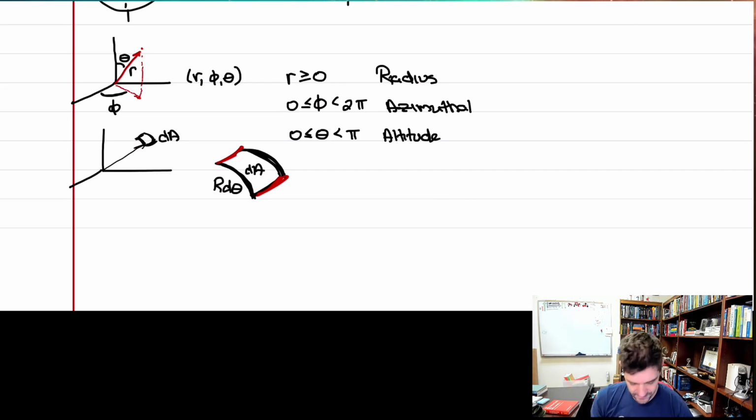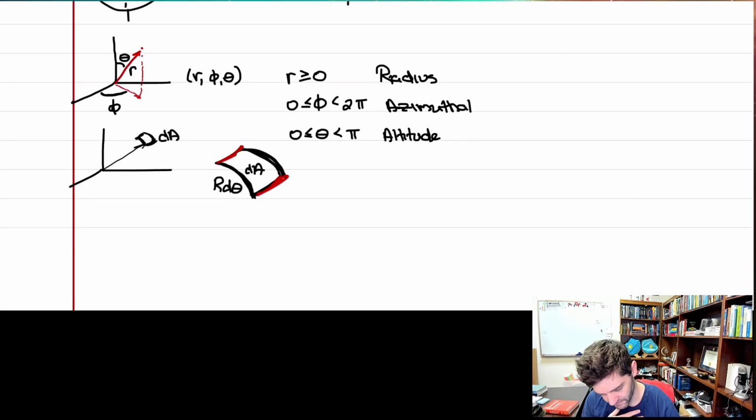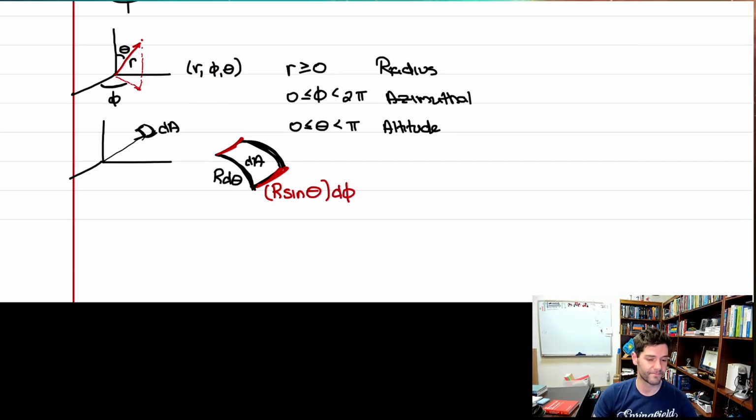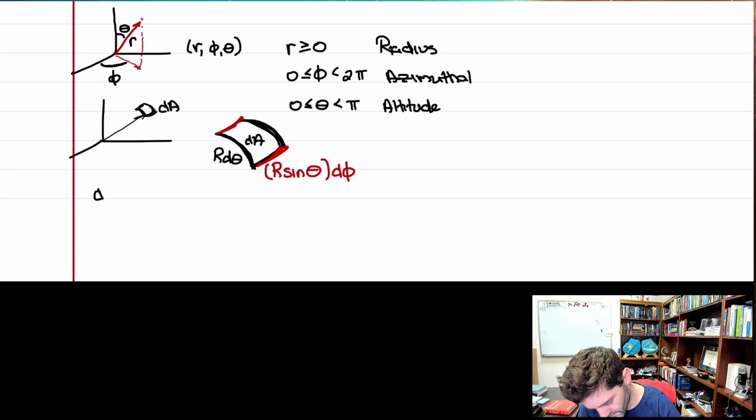So I imagine that the value of theta is also going to play a role. And I'll leave it to you to look at your calculus book to see what this is. Essentially, it's not r that matters, but it's r sine of theta that matters. And that's all multiplied by d phi. So at the end of the day, dA looks like it's going to be r squared sine of theta, d theta, d phi.